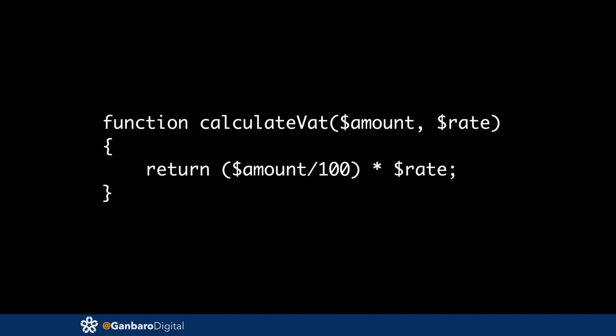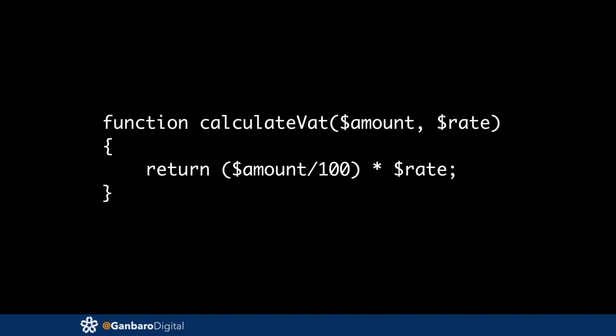It takes two inputs. It takes the amount of money we want to tax. It takes the tax rate to apply. It uses a simple percentage to work out how much money is owed. And for context, imagine this as part of some sort of shopping cart of some kind.